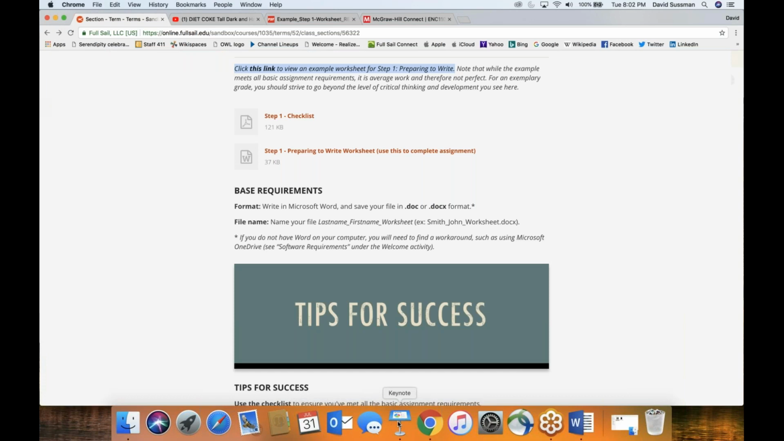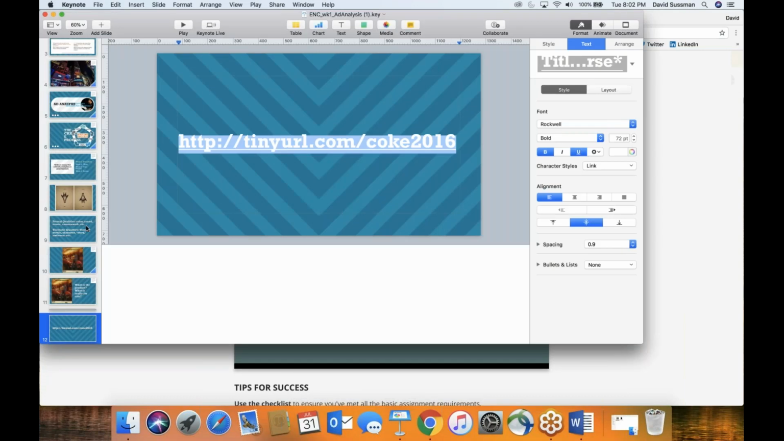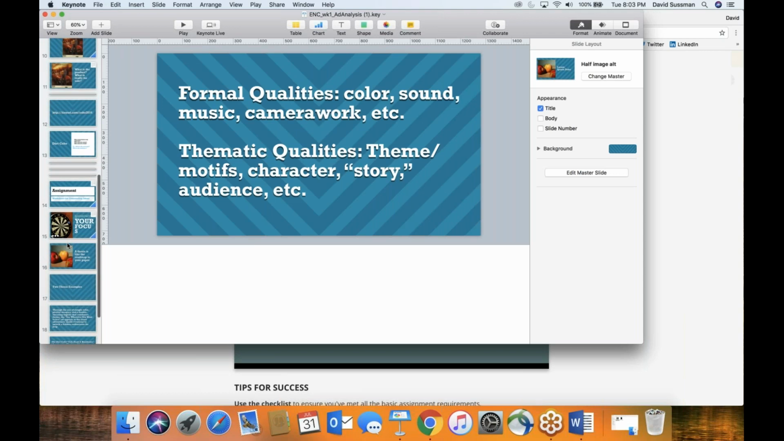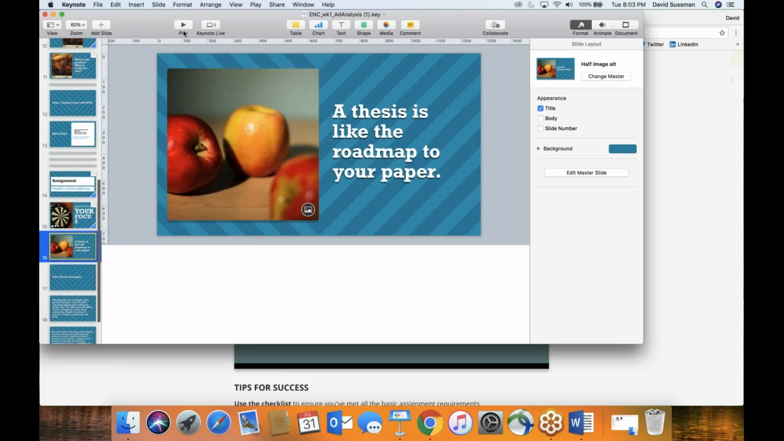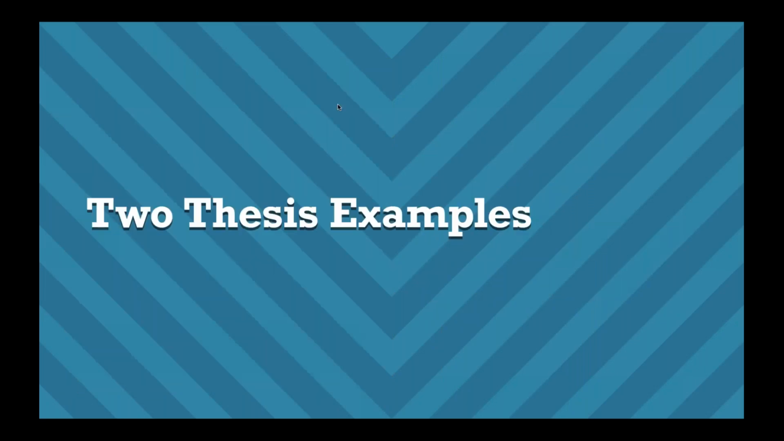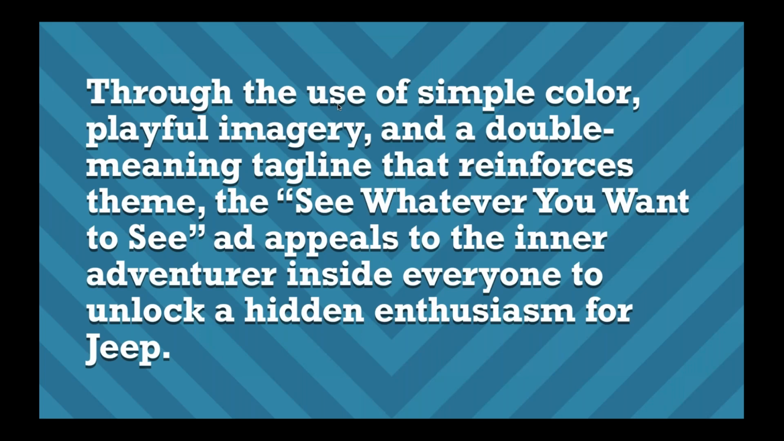Let's see. Just real quickly, and then we'll close things up. We've already gone over this, but because the worksheet does ask you to produce thesis sentences, the thesis is like the roadmap to the rest of your paper, and this is where you list your 3 things. So there's the Jeep thesis, right? 3 things: color, imagery, tagline.